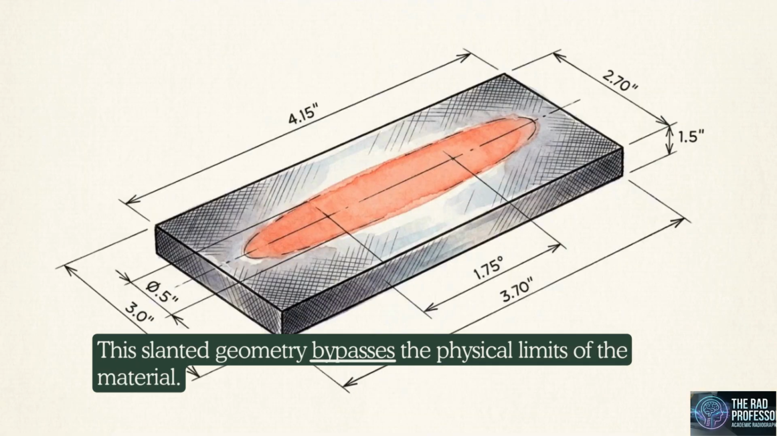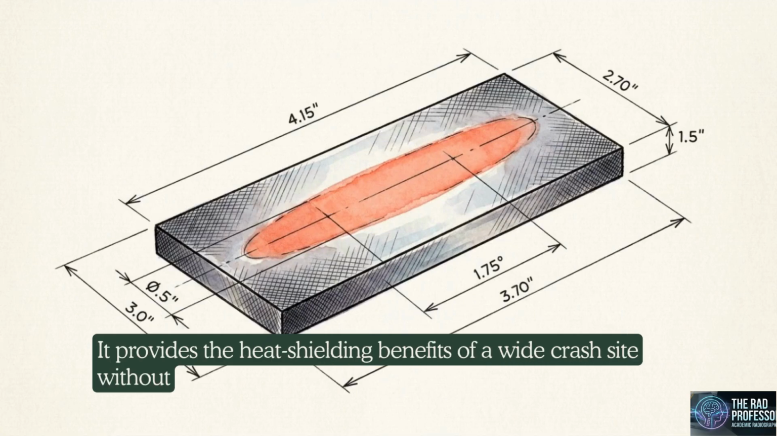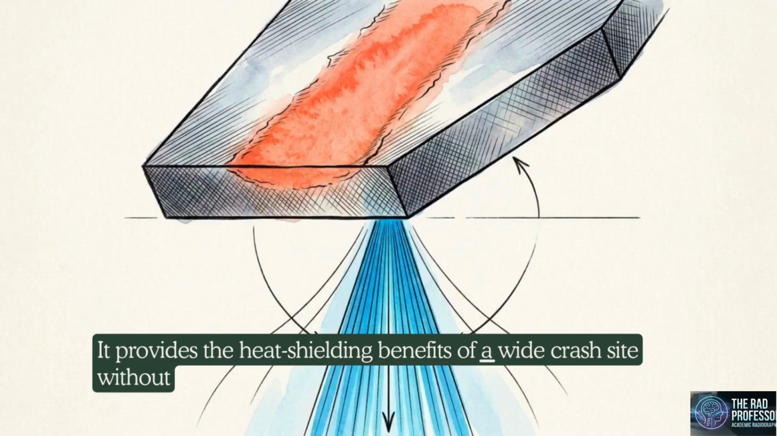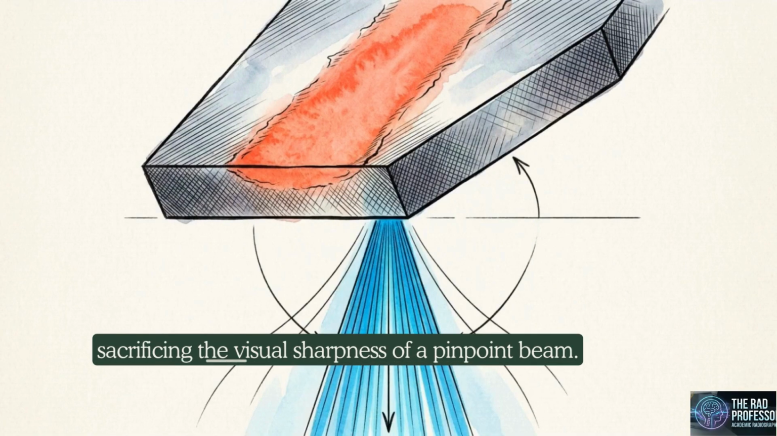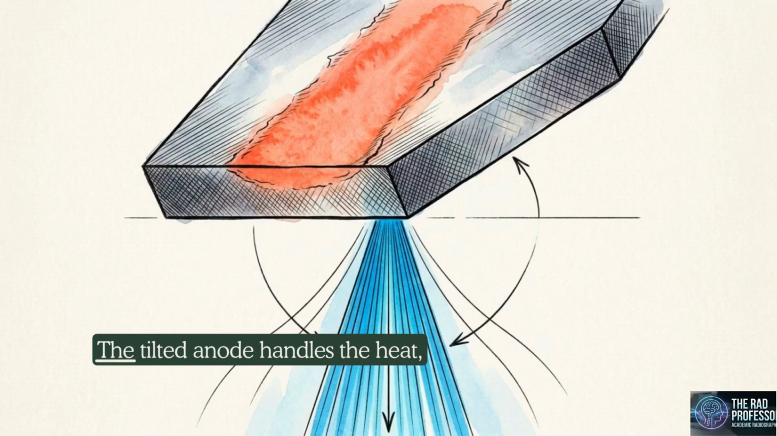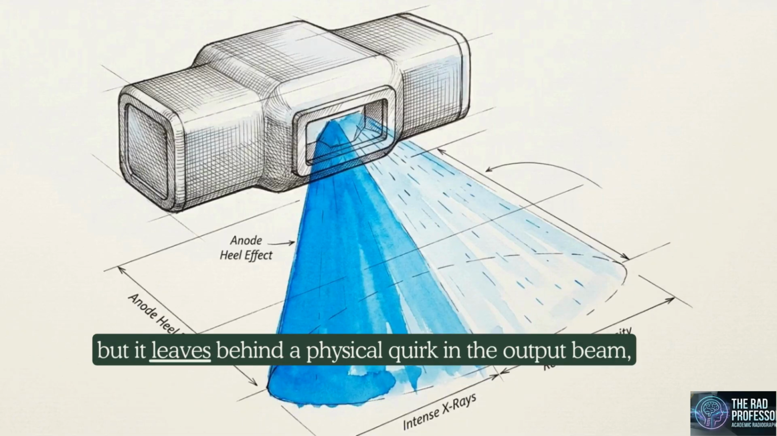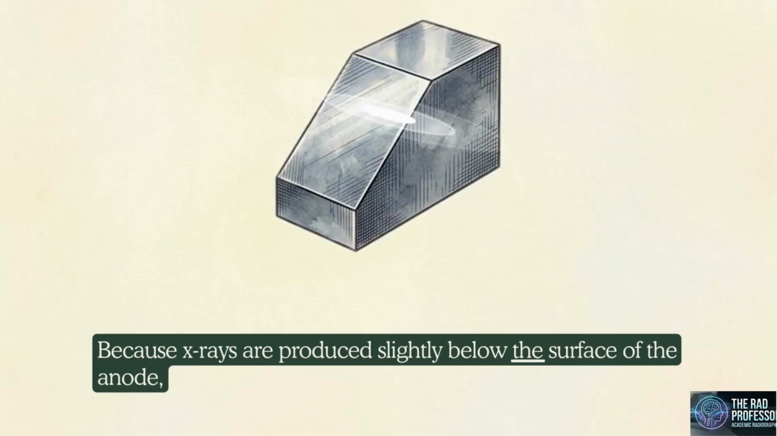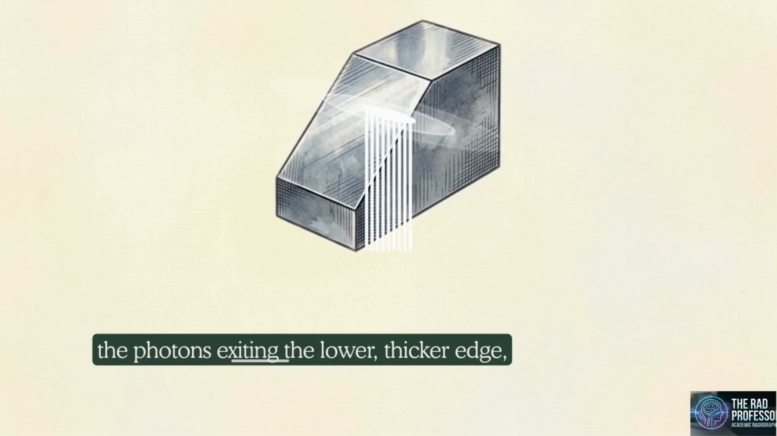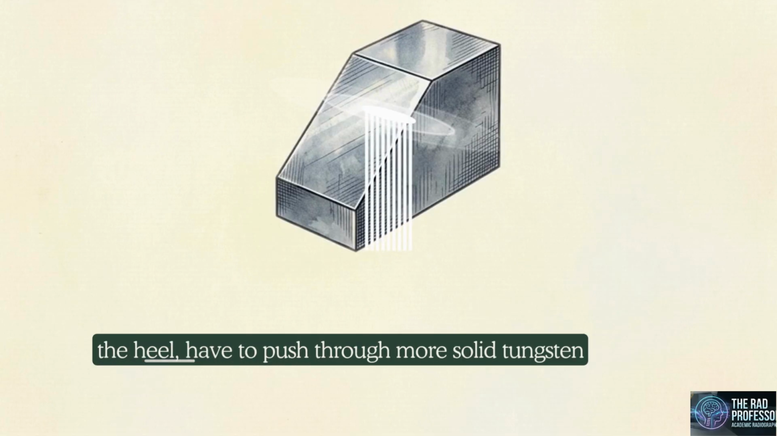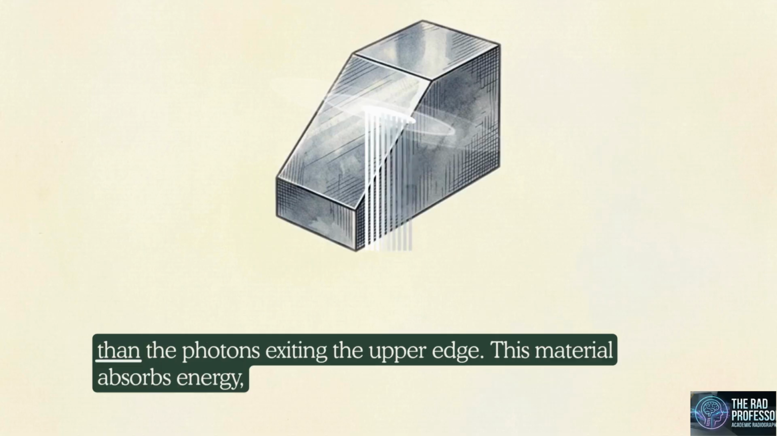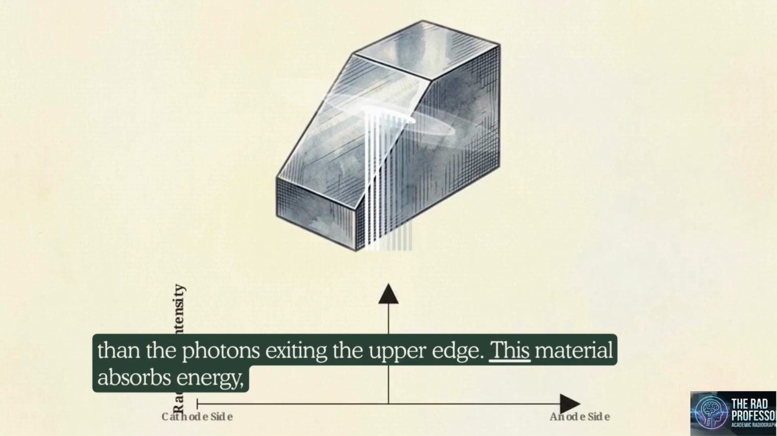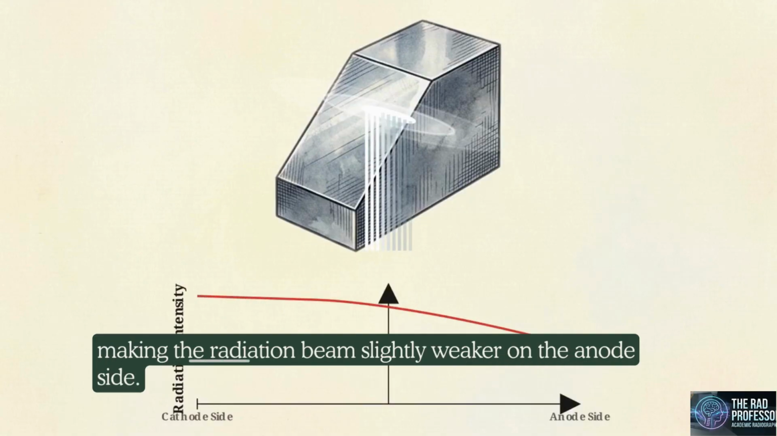This slanted geometry bypasses the physical limits of the material. It provides the heat-shielding benefits of a wide crash site without sacrificing the visual sharpness of a pinpoint beam. The tilted anode handles the heat, but it leaves behind a physical quirk in the output beam known as the anode heel effect. Because X-rays are produced slightly below the surface of the anode, the photons exiting the lower, thicker edge, the heel, have to push through more solid tungsten than the photons exiting the upper edge. This material absorbs energy, making the radiation beam slightly weaker on the anode side.